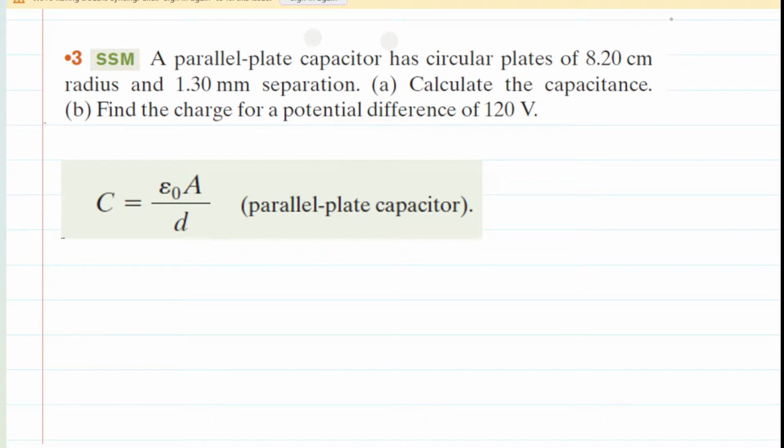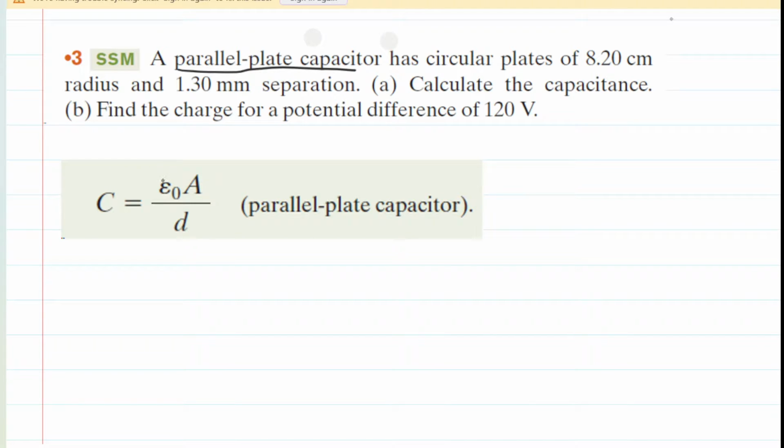A parallel plate capacitor has circular plates of 8.2 centimeter radius and 1.3 millimeter separation. In part A, we're going to calculate the capacitance. What we have essentially in this question is a parallel plate capacitor. They even tell us it's a parallel plate capacitor. And to calculate the capacitance of such a device, we have to use the following equation.